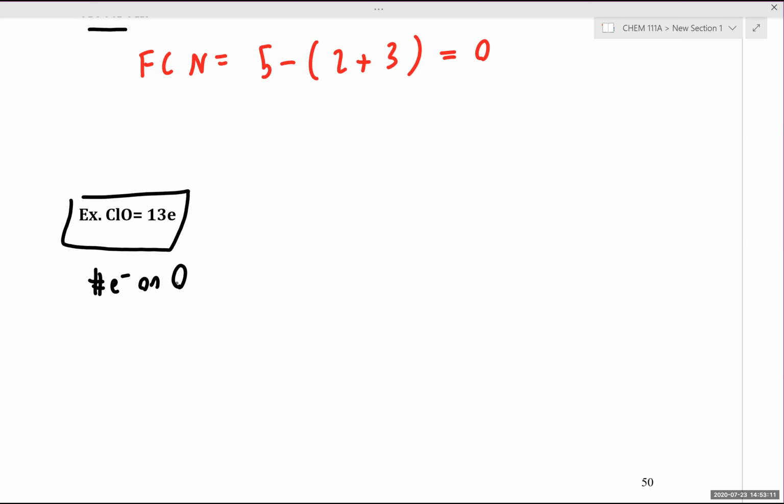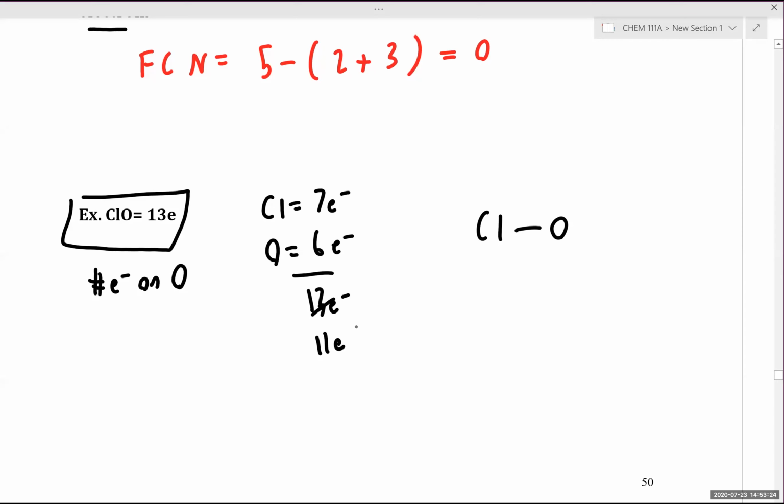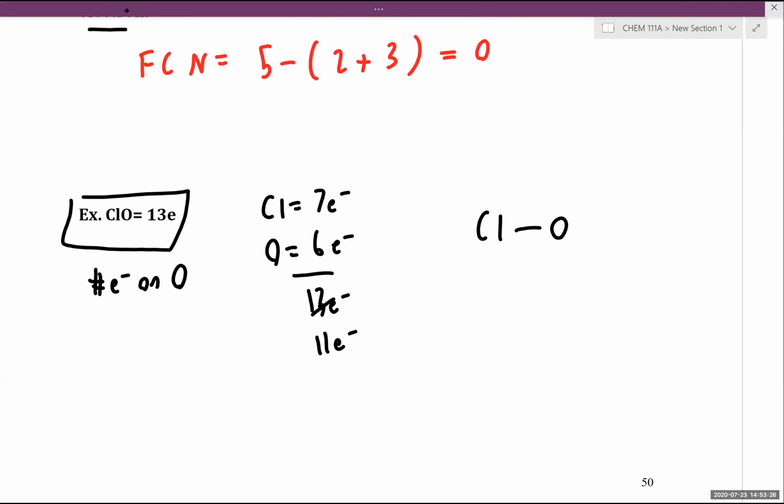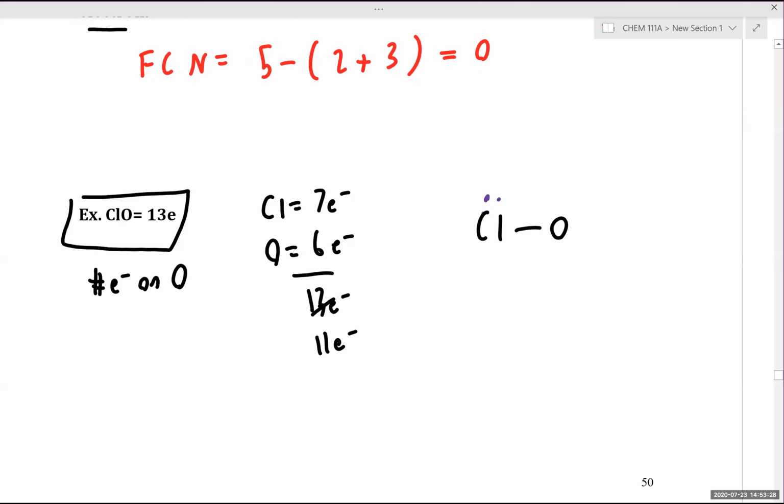Okay, so let's discuss this example. Chlorine contributes 7 electrons, oxygen contributes 6 electrons. We draw out, we have 13 electrons to work with. We form a bond between chlorine and oxygen, and then we add our lone pair electrons. So chlorine gets 6 and oxygen gets 5.